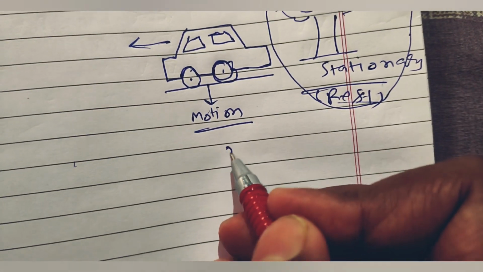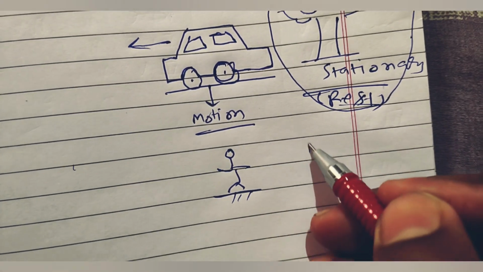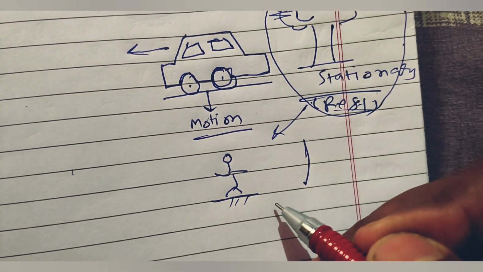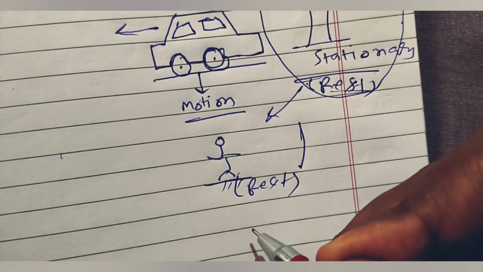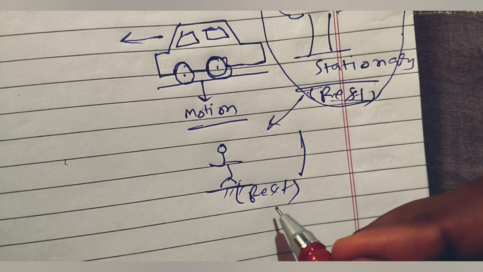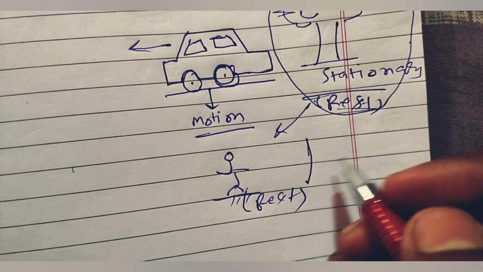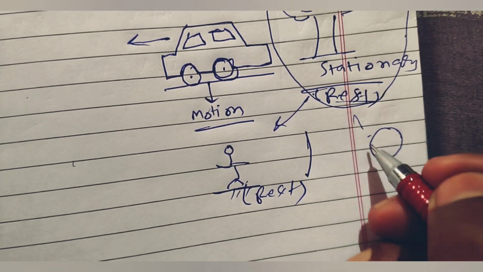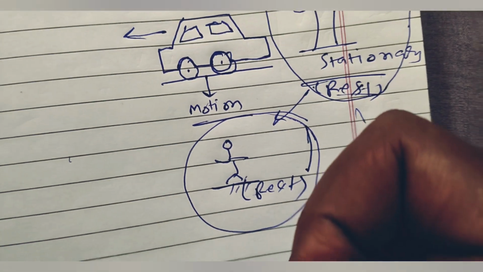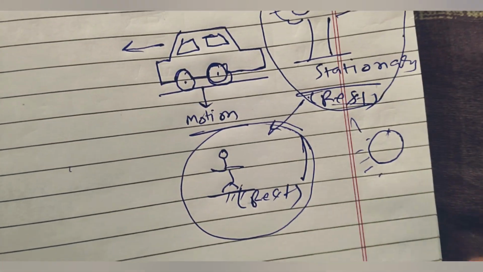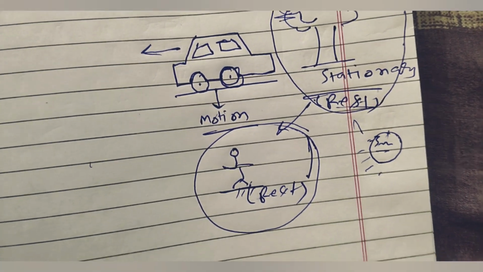But suppose a person is standing near this tree. With respect to this tree, the person is at rest. But while the person is at rest with respect to the tree, with respect to the sun's reference frame, as the person is on the earth, anybody sitting over the sun would see that the person is not at rest, the person is in motion.